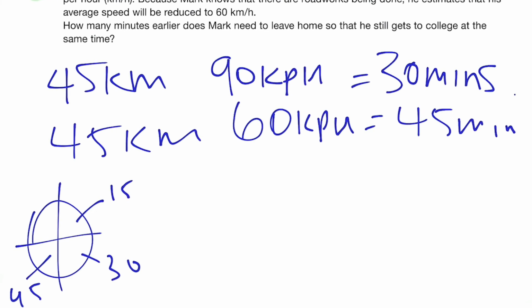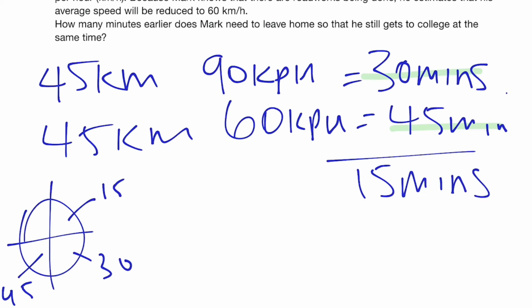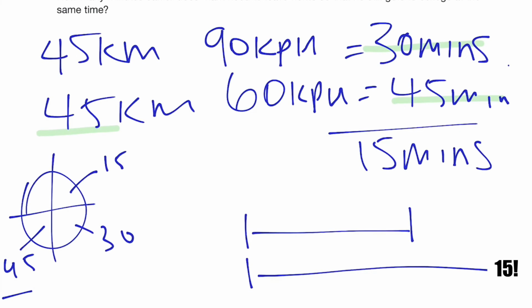So now what we know is that the normal time is 30 minutes. However, it's now going to take him 45 minutes. That's clearly a difference of 15 minutes. It's going to take him an extra 15 minutes to travel the same 45 kilometres as it normally would because of the roadworks. So if he normally starts by leaving home at this time to get there at this time, if he left at the same time, of course, he's going to go 45 minutes over and he'll be late. So we need to move this start time back 15 minutes in order to ensure that he finishes here at the same time.